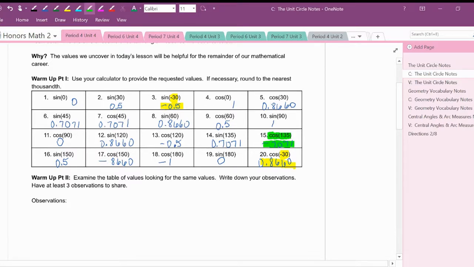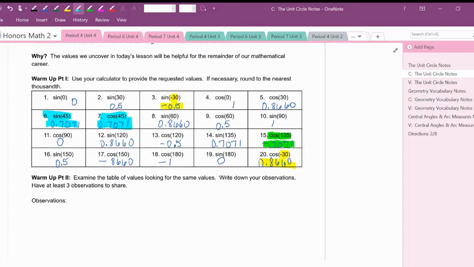Now, if we highlight those that have the same value, sine of 45 and cosine of 45. If we think about our opposite over hypotenuse and adjacent over hypotenuse in a 45-45-90 triangle, those legs are congruent. They have the same measure. So if we're taking 5 over 7, it's going to be the same 5 over 7 for sine and cosine. So that makes sense to me.